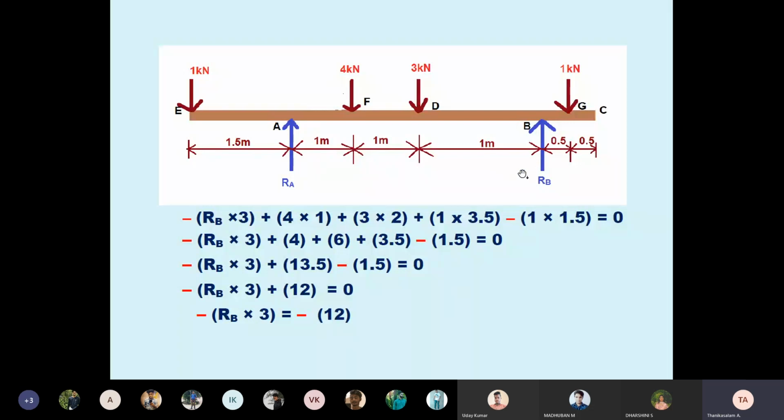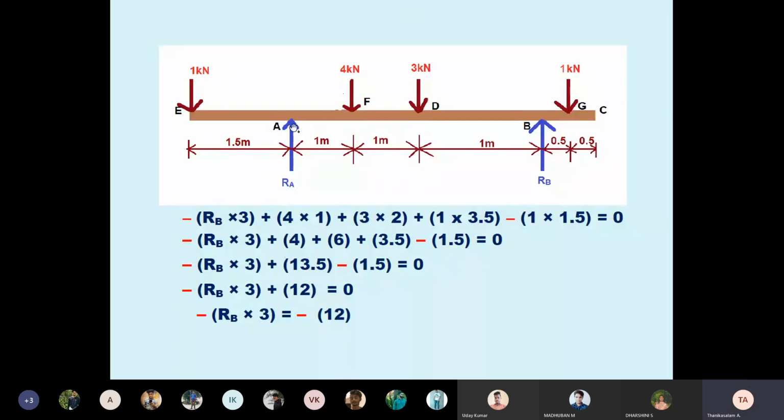First I am considering RB. See, RB is perpendicular with respect to AB. So what is the distance? 1 meter, 1 meter, 1 meter, 3 meter. So RB into 3 meter, anti-clockwise, minus. Students, anti-clockwise minus. Then come to F point. F is 4 kilonewton, clockwise, plus 4 into 1. Then 3 into 2. 2 means 1 plus 1.